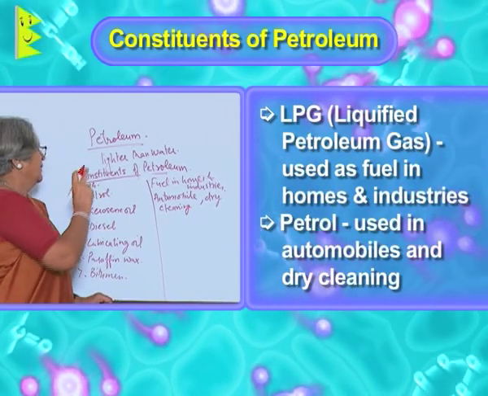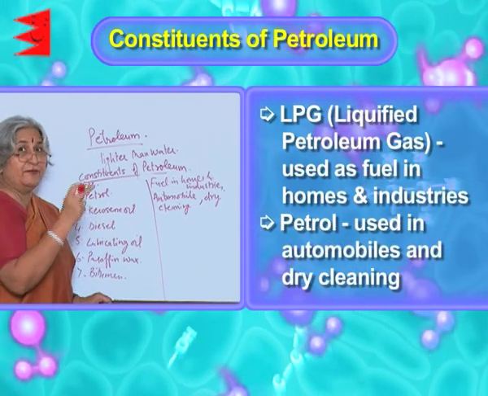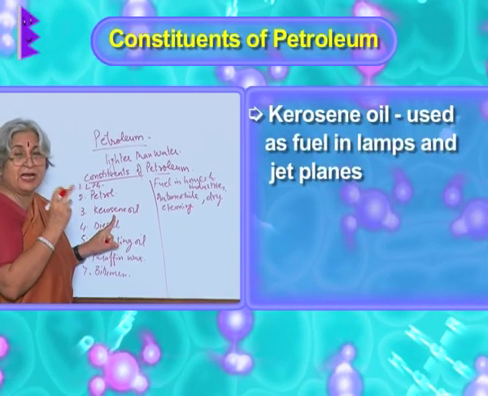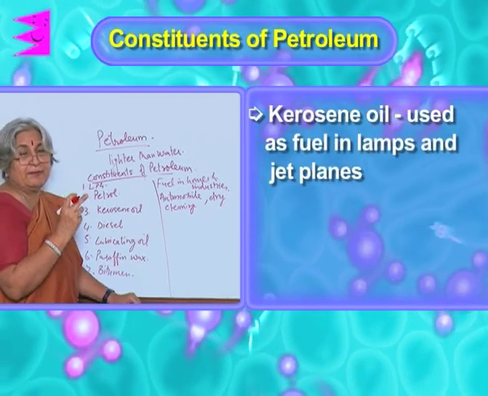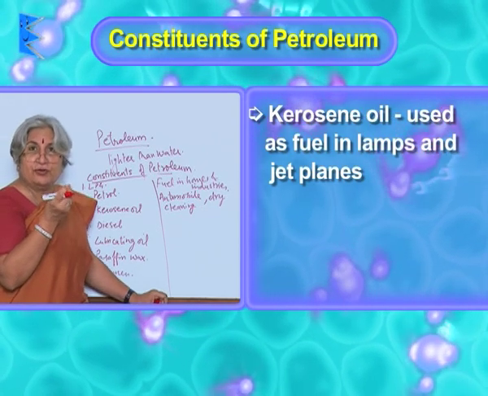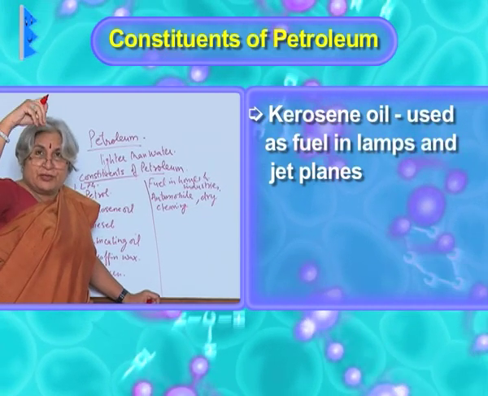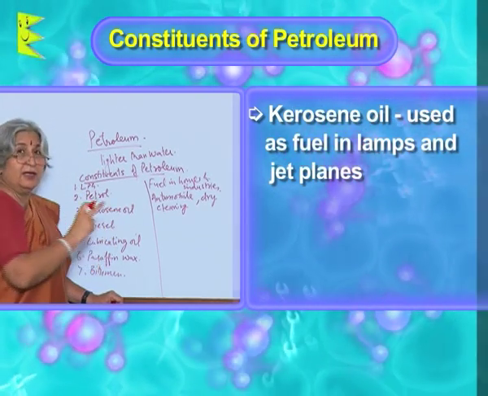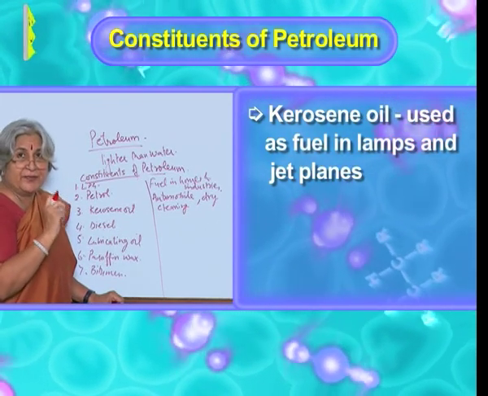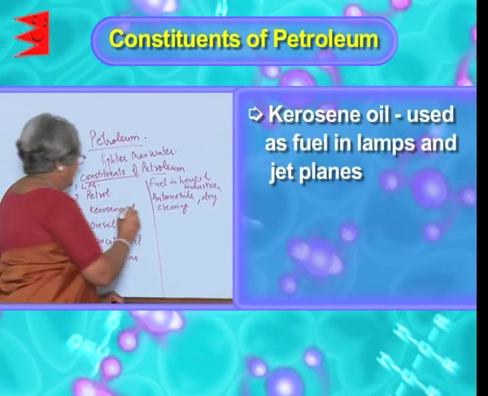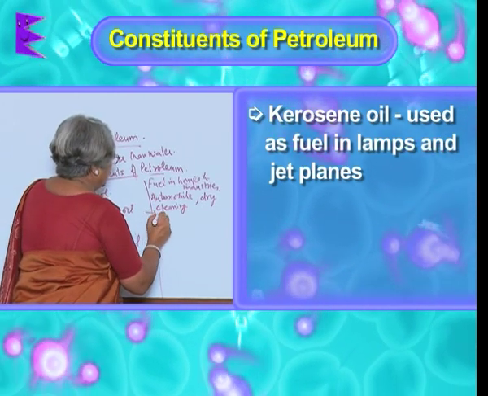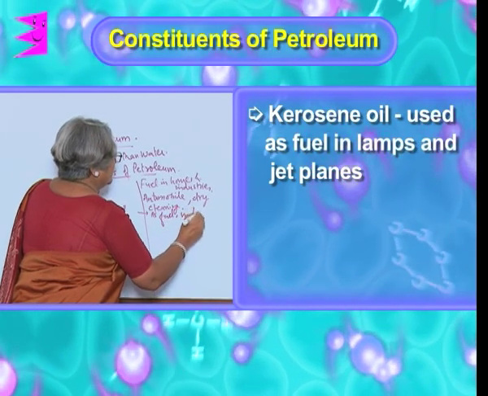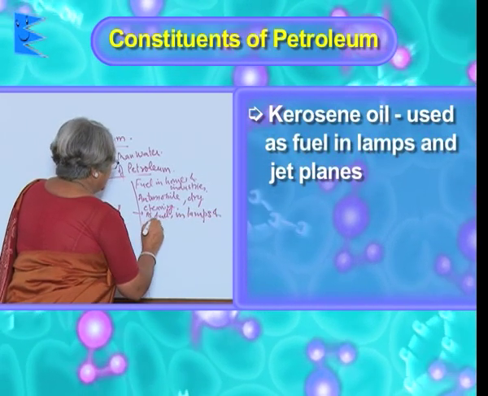Before we had LPG and after coal, what we started using as fuel at homes? Kerosene oil. Even now in some parts of India some people use kerosene oil. It is also used for lamps. You know, there used to be those lanterns, and these lanterns burnt with the help of kerosene oil. Kerosene oil is not such an ancient thing. It is also used in jet planes. So it is used as fuel in lamps and jet planes.